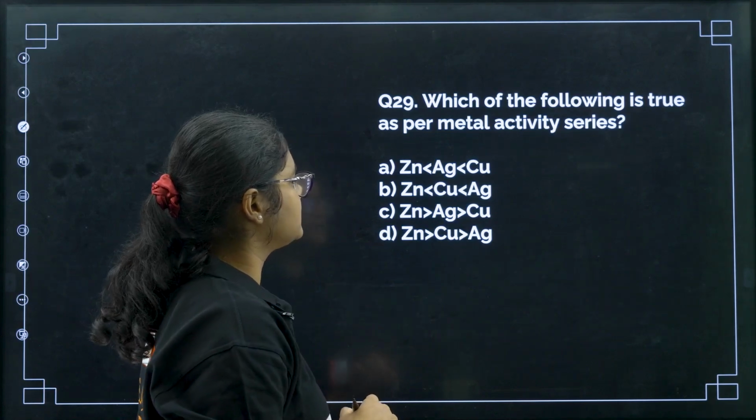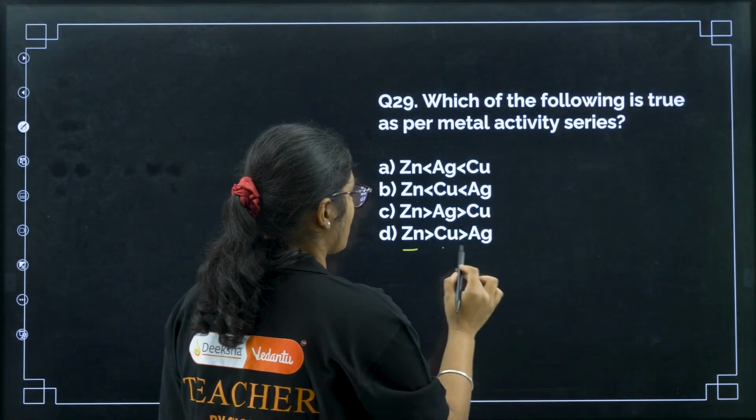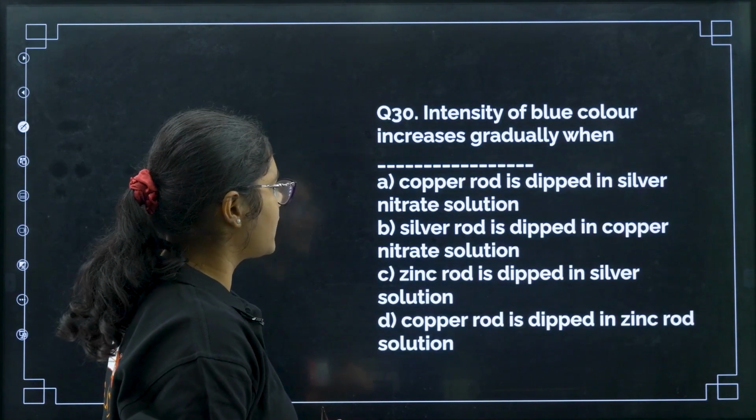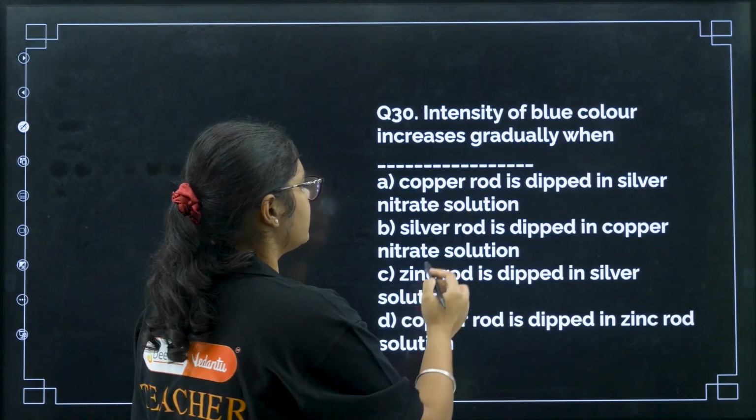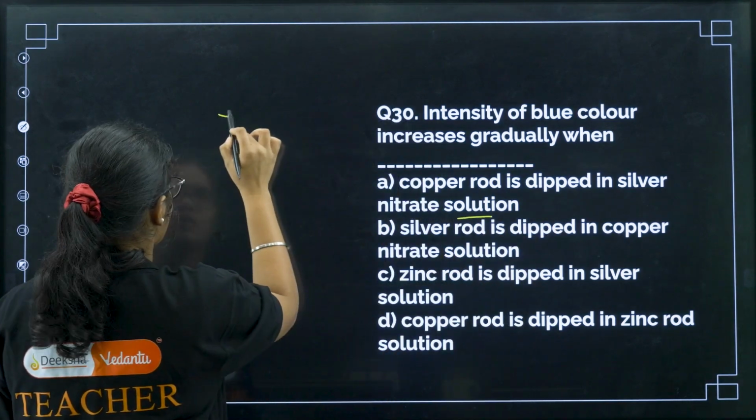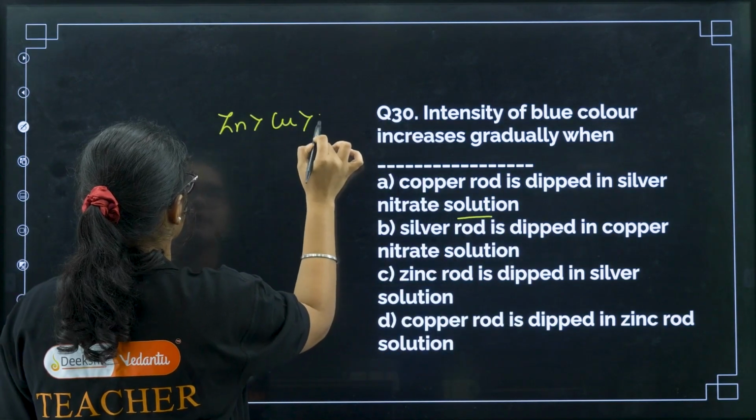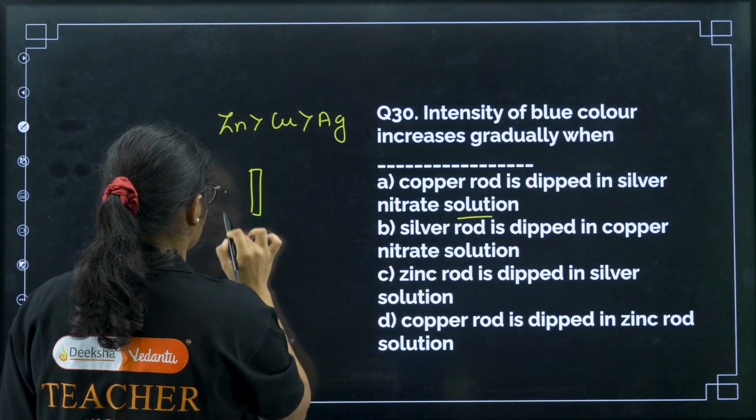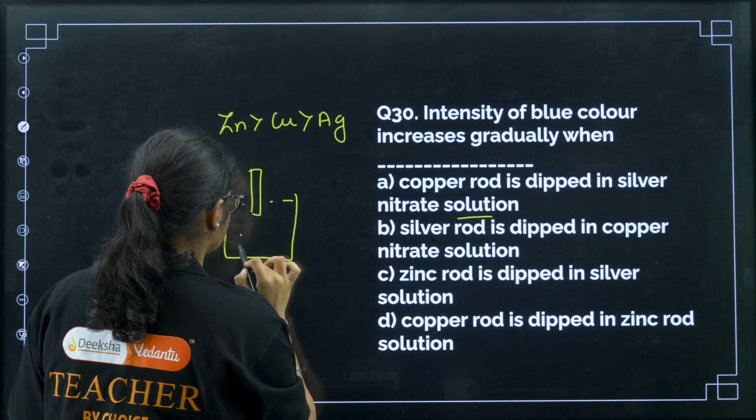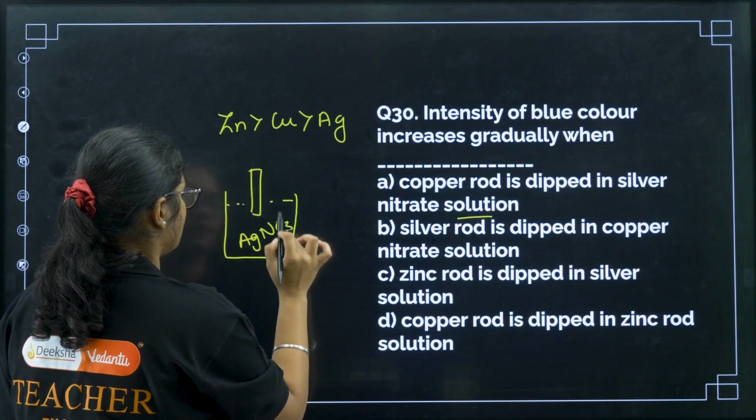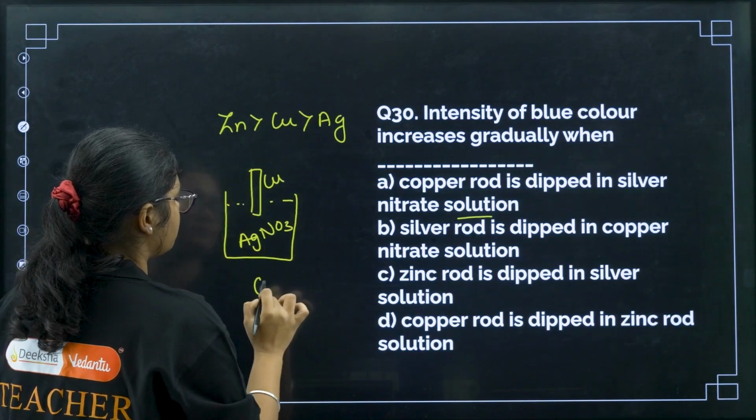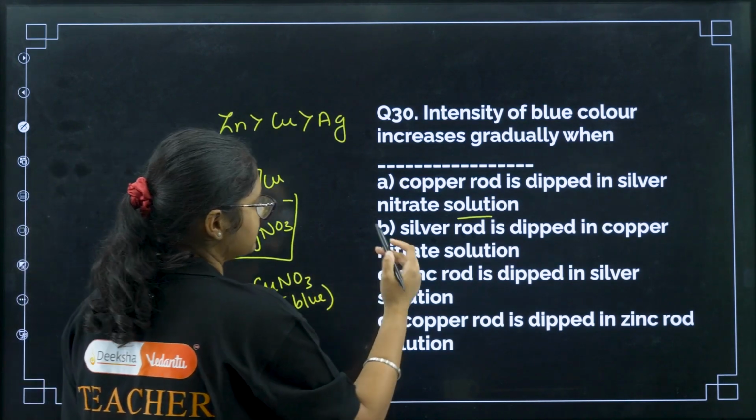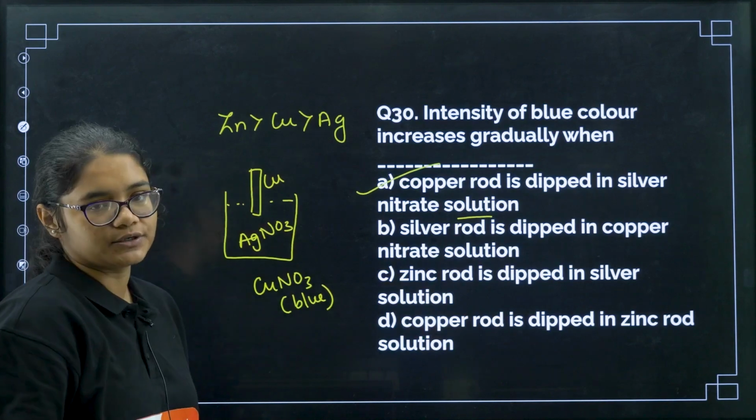Which of the following is true as per the metal activity series? So zinc, copper, silver. Option number D. Next, intensity of blue color increases gradually when? When a copper rod is dipped in silver nitrate solution. If you see the order zinc, copper and silver, you have copper and here you have silver nitrate solution. Now what will happen? Copper will replace silver and we will get copper nitrate solution, which is blue in color, and its intensity will increase. So the correct answer is option number A here.